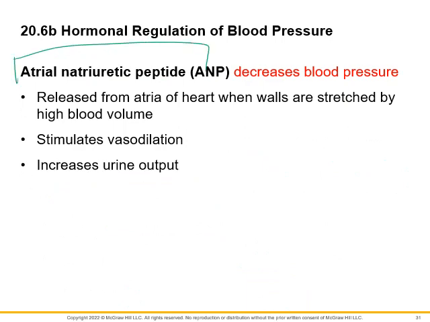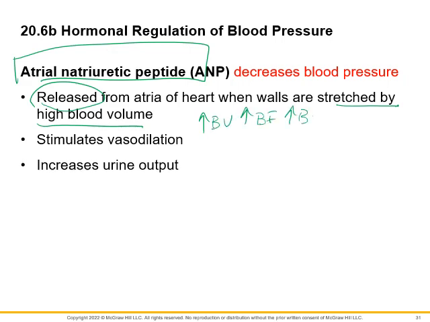Here we have the one hormone that is actually released if you have high blood volume, high blood pressure. So if you have high blood volume, high blood flow, high blood pressure, and the atria of the heart, when those walls are stretched, atrial natriuretic peptide is going to be released. So if you have these conditions, it's going to release atrial natriuretic peptide.